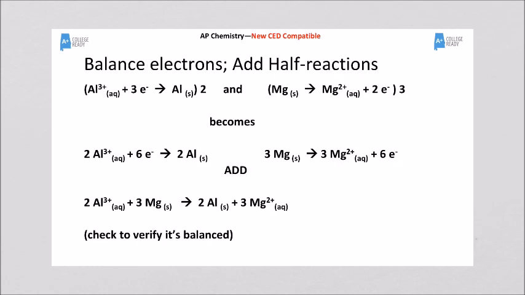Okay, so notice that we'll take the aluminum half reaction and double it. We'll take the magnesium half reaction and triple it, because by doing that, it makes our electrons 6 on each side. Now, don't forget, you've got to change all the coefficients, not just the electrons. So when I add those 2 together, my 6 electrons cancel out. Now, if you go through, everything is balanced for atoms and charge.